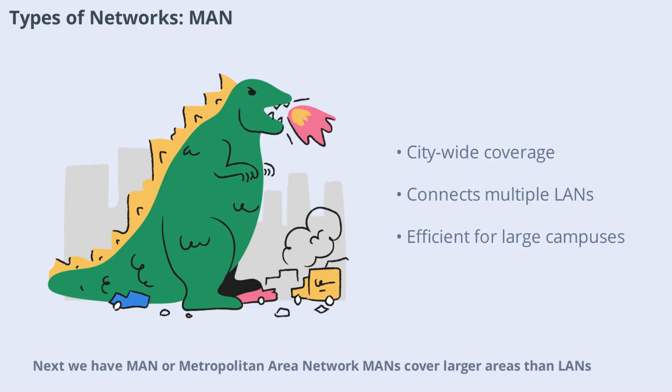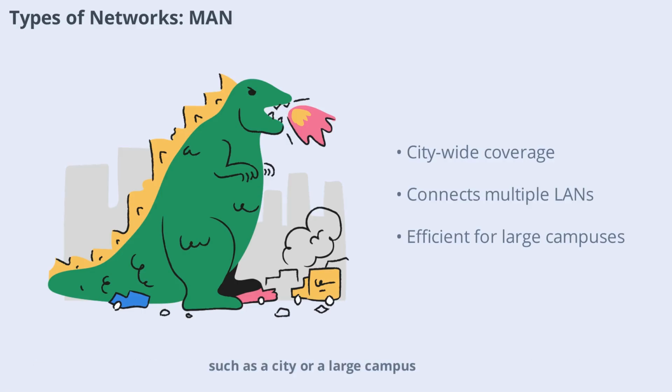Next, we have MAN, or Metropolitan Area Network. MANs cover larger areas than LANs, such as a city or a large campus. They connect multiple LANs within a metropolitan region, providing efficient communication across different locations. MANs are often used by organizations with offices spread across a city, enabling seamless data sharing and collaboration.